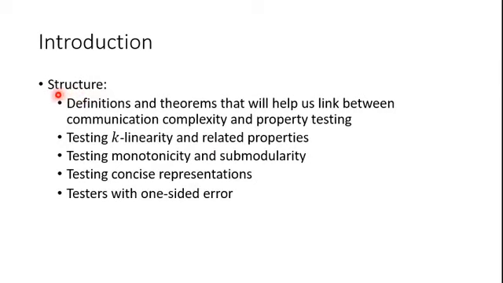The structure of this talk is going to be as such. We will start with definitions and theorems that we will have to get acquainted with in order to link between communication complexity and property testing. Once we've established all of these, we will move on to the testing lower bounds. We will discuss specifically testing k-Linearity and related properties, testing monotonicity and submodularity, and testing concise representations. And finally, we will also discuss testers with one-sided error.